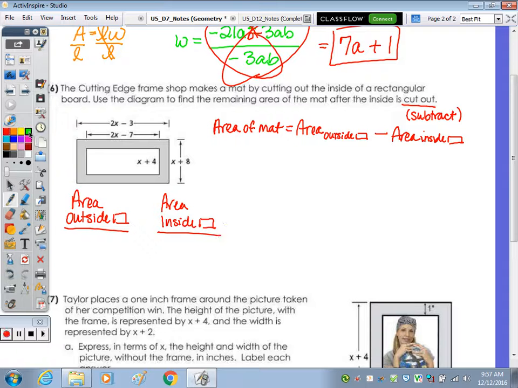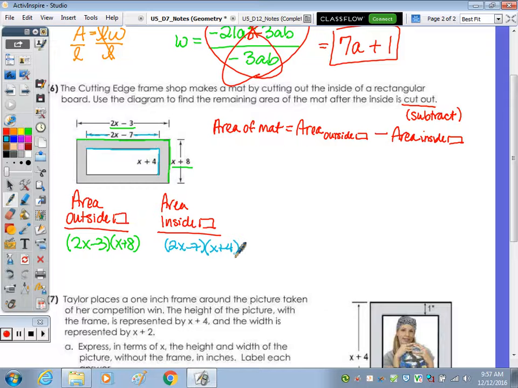Okay, the outside rectangle, so using color, this whole length, it says, is 2x minus 3, and this whole length is x plus 8. So area of a rectangle is still length times width. So I'm going to multiply 2x minus 3 times x plus 8. Before I multiply, I'm just going to note the length and width of the inside rectangle. So inside here, if you line it up, that length is 2x minus 7 times this width of x plus 4.